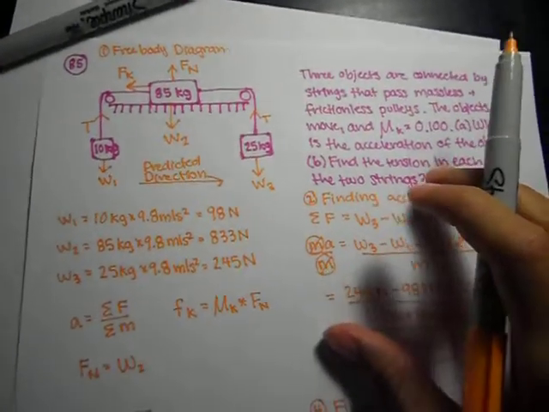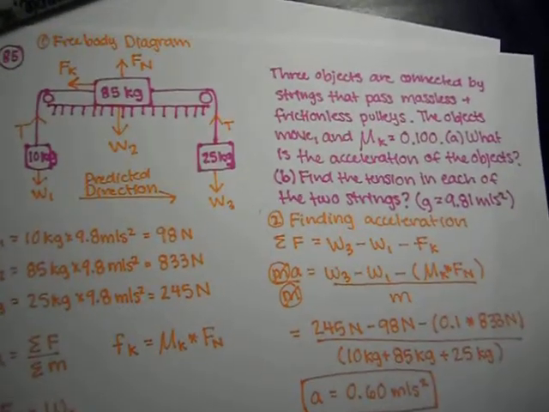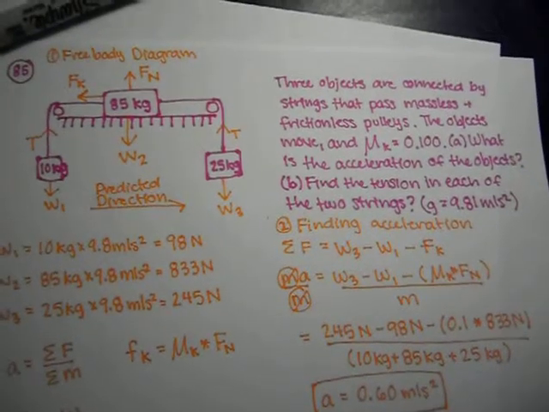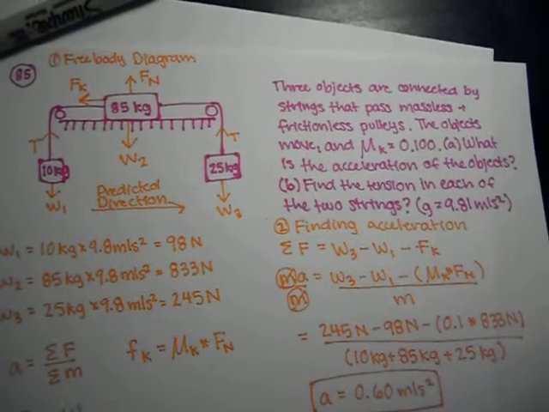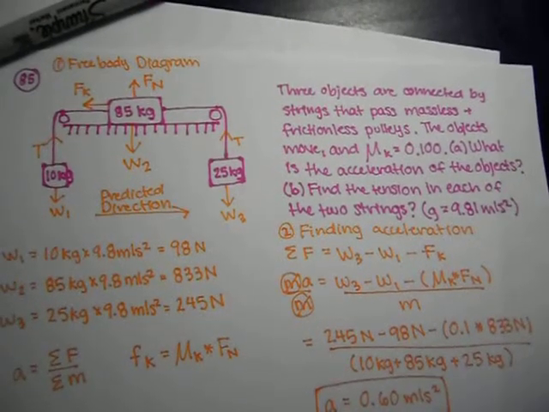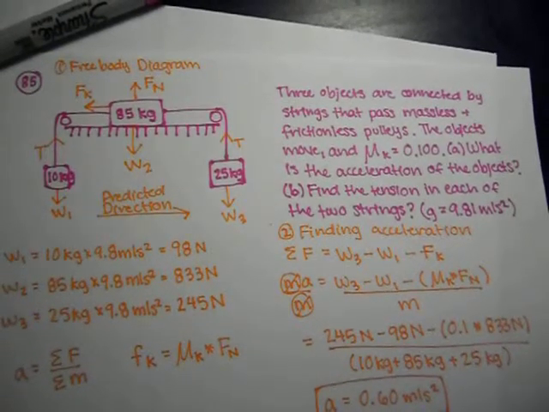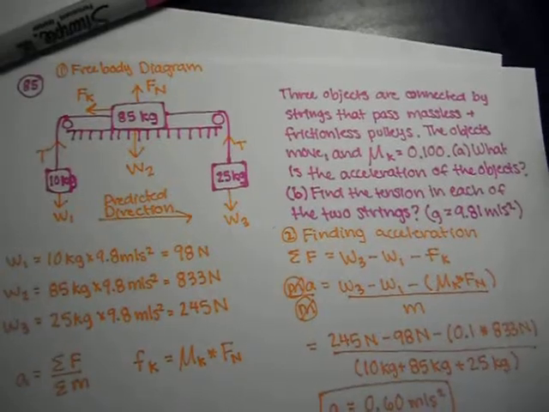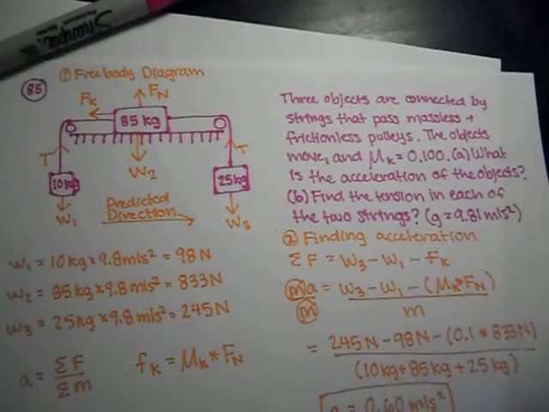In problem 85, three objects are connected by strings that pass over massless, frictionless pulleys. The objects move, and the coefficient of kinetic friction is 0.100. What is the acceleration of the objects? Find the tension in each of the two strings.